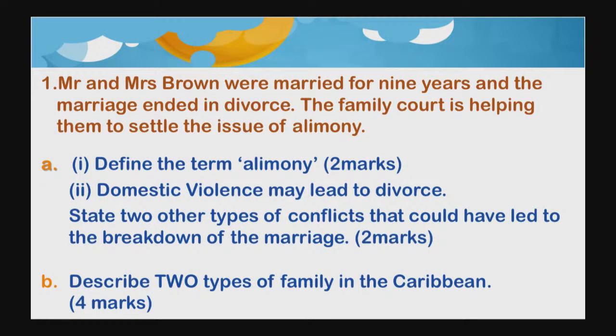So the first question says, Mr. and Mrs. Brown were married for 9 years, all of 9 years. And the marriage ended in divorce. Remember, we learned what divorce is. Good? The family court is helping them to settle the issue of alimony.